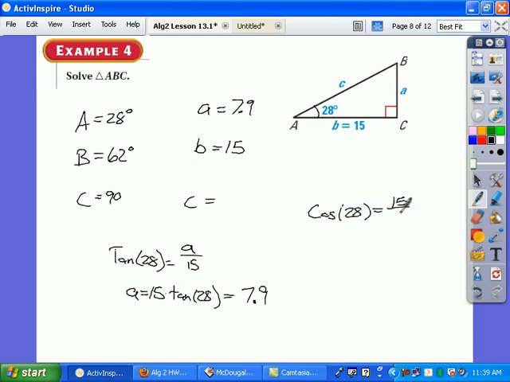We're going to multiply both sides by C, divide both sides by cosine of 28, and we get C equals 15 over cosine of 28. Okay. And when we evaluate that, making sure that our calculators are in degree mode, we get a value of 17. Okay. And so now we've identified all 6 values for the triangle, and we can say that it is solved.